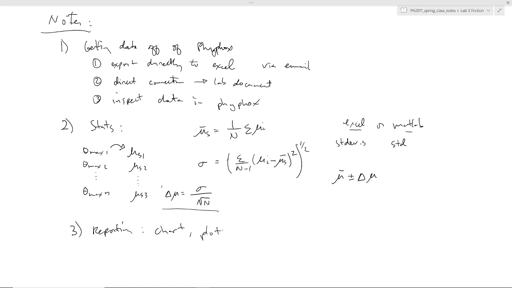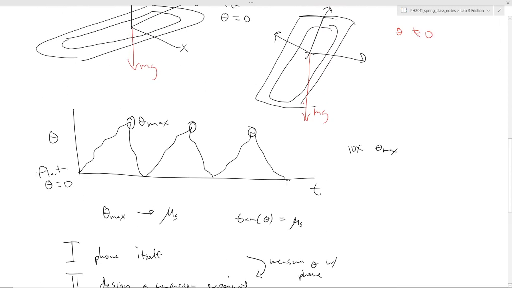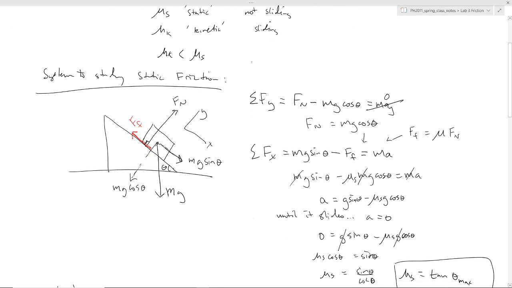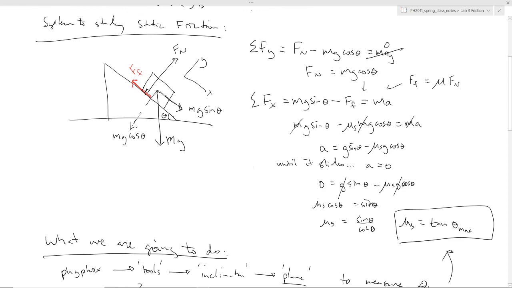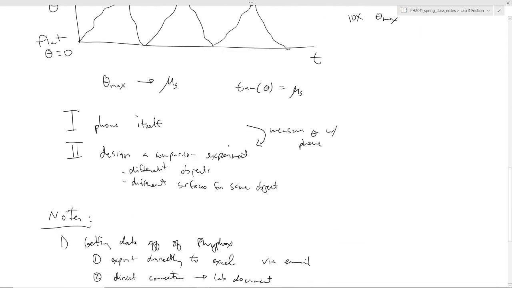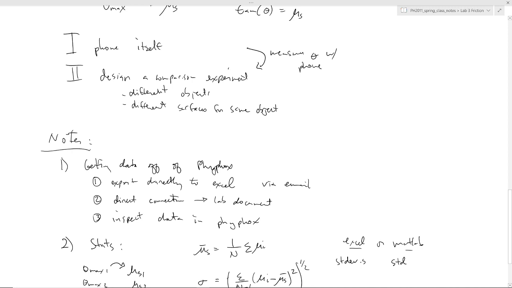And then, let's see. So we talked about what friction is. We're looking at it in the context of the inclined plane system. We talked about how we're going to collect the data in Phyphox. You can look at the phone itself, and then once you get a feel for it, design some system to look at. There are some ideas in the lab document, but really, do what you think would be interesting.